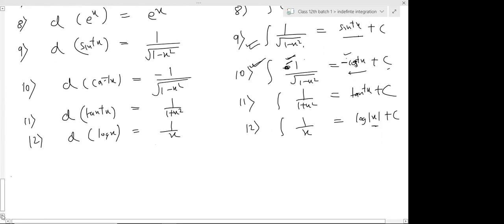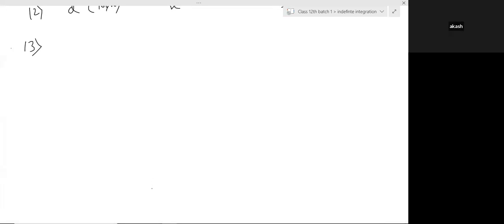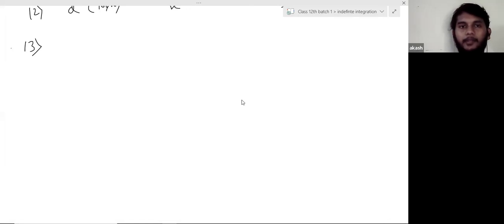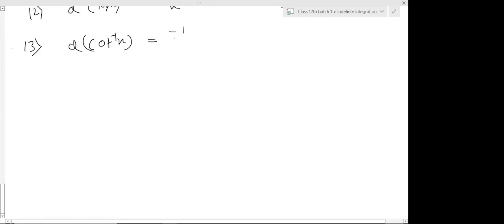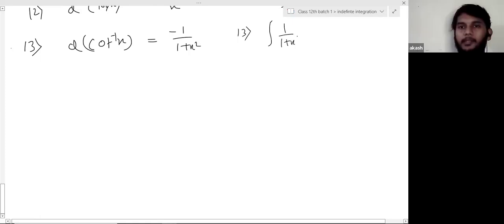Few more formulas. These formulas you have already memorized in differentiation, I believe. At least I believe that. I don't know if that is right. Differentiation of cot inverse x is minus 1 by 1 plus x square. So integration of 1 by 1 plus x square, we can also write as minus cot inverse x plus c.